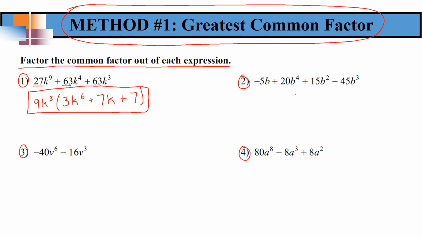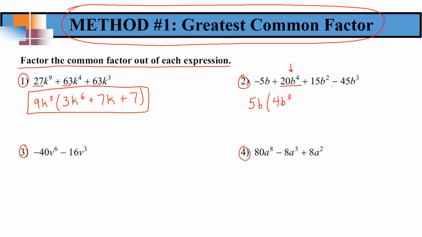As we look at this next one, I see coefficients of -5, 20, 15, and -45. So obviously our greatest common factor is going to be a 5. I can also factor out a single b. Now, it's usually customary to factor in order of the term with the highest exponent to the term with the lowest exponent. So I'm going to begin by factoring out of this term. If I factor out 5b from this, I'll be left with 4b to the 3rd.